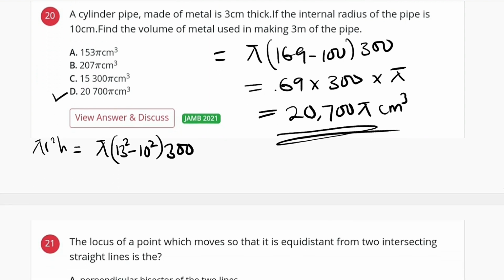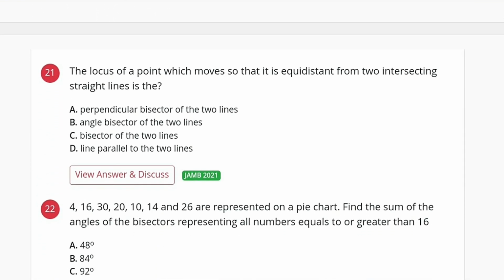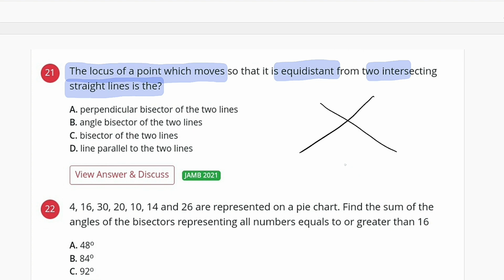Now moving on, we have question number 21. Question number 21 reads, the locus of a point which moves so that it is equidistant from 2 intersecting straight lines. If we have 2 intersecting straight lines like this, and we have a locus equidistant, which is equal distance between these two lines, it is definitely a bisector of the two lines, which we have as option B, angle bisector of the two lines.